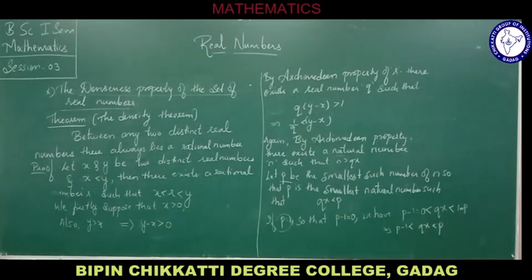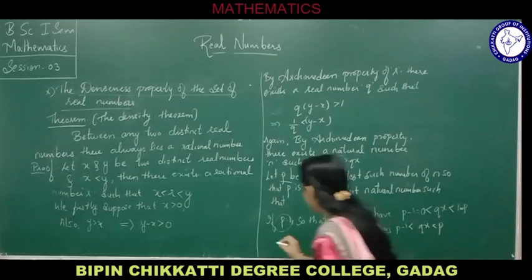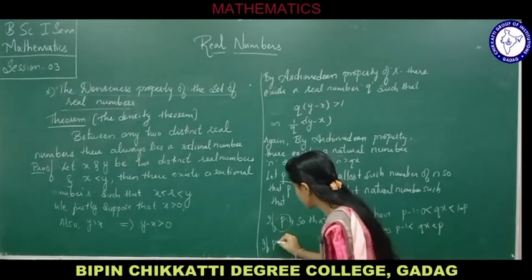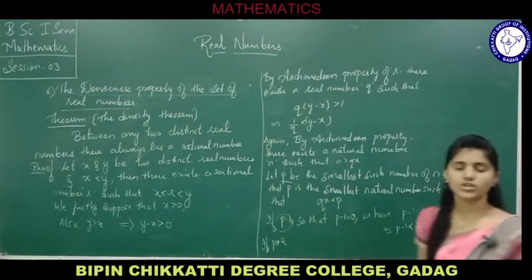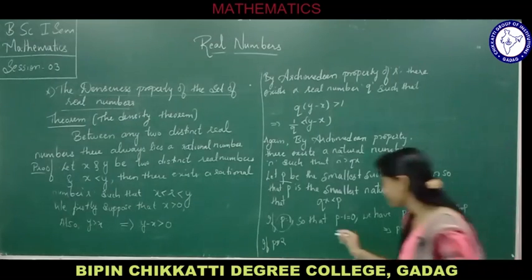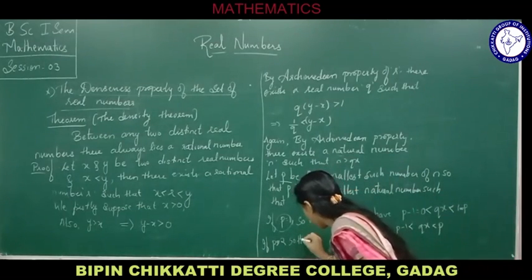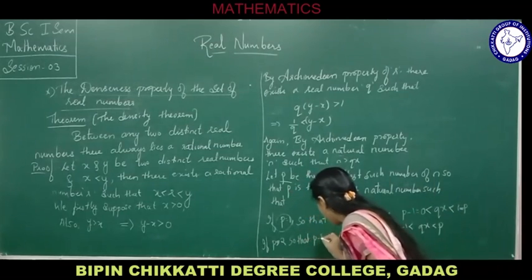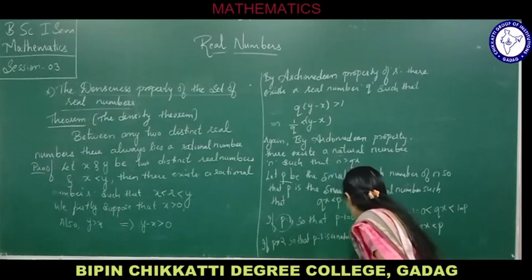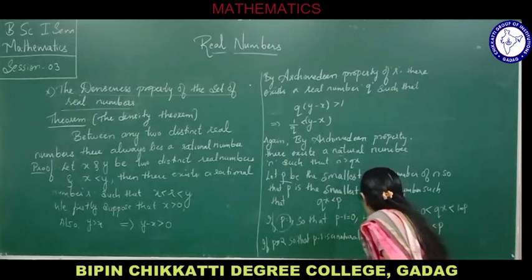If p is greater than or equal to 2, then p minus 1 is again a natural number. Yes or no? So p minus 1 is a natural number.